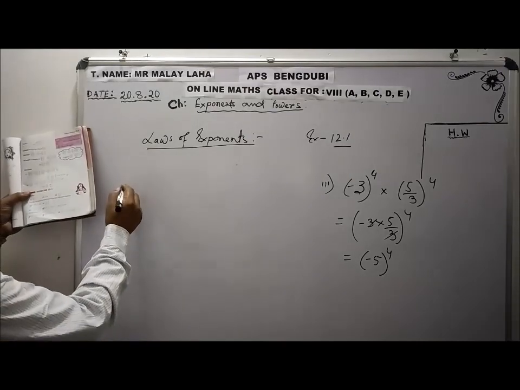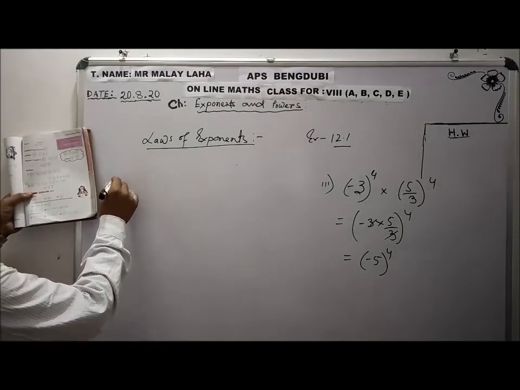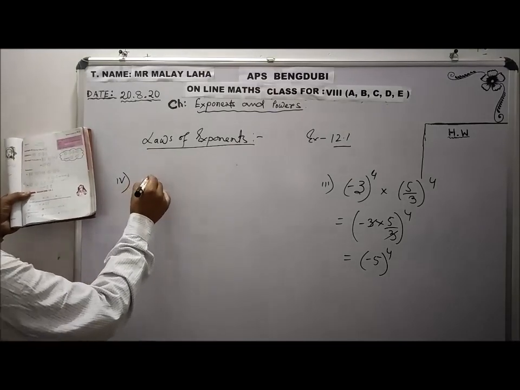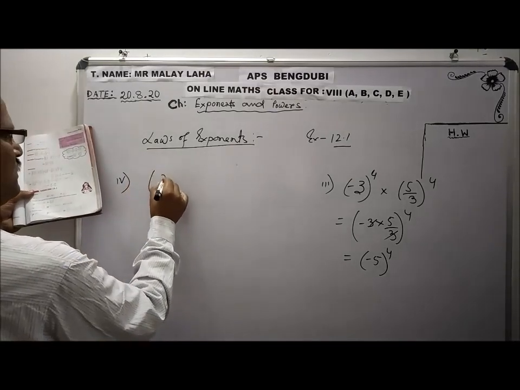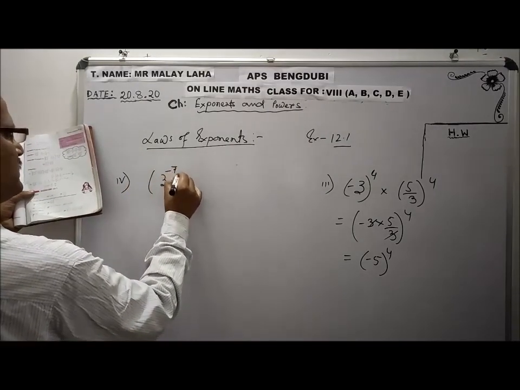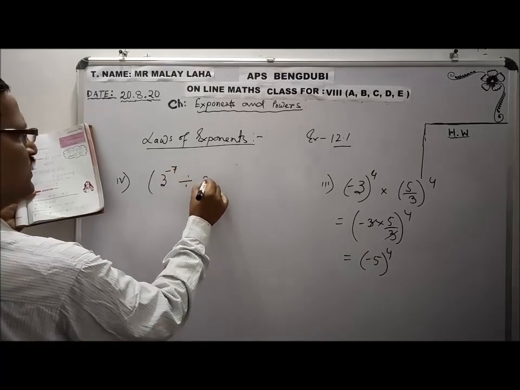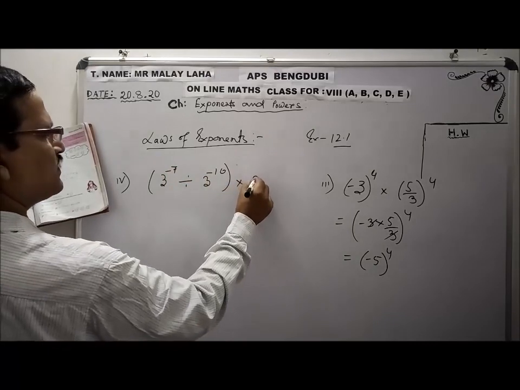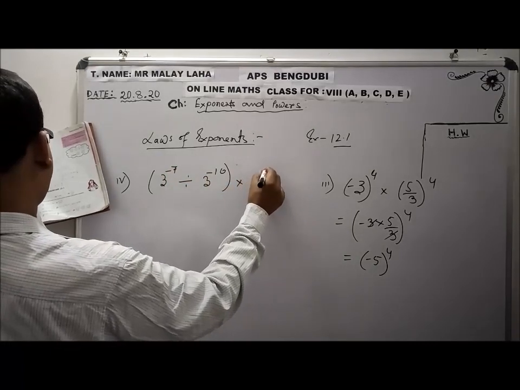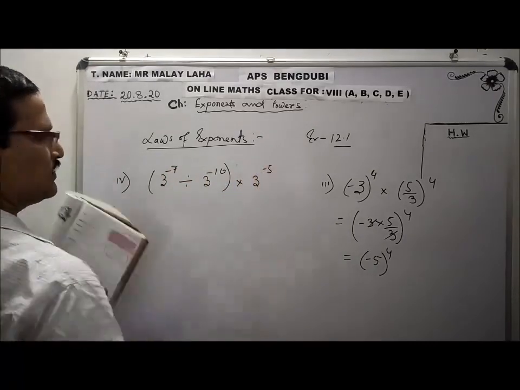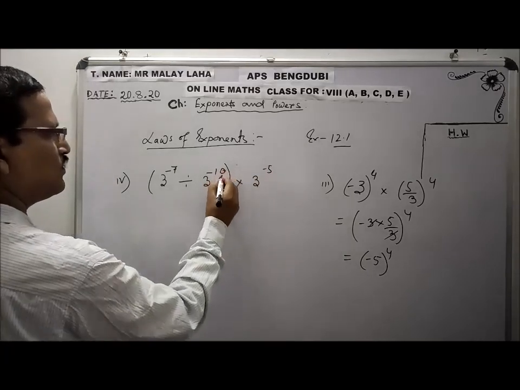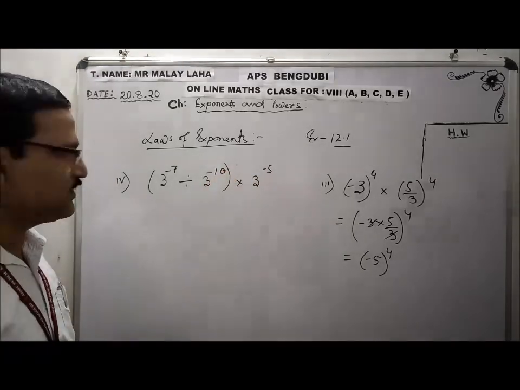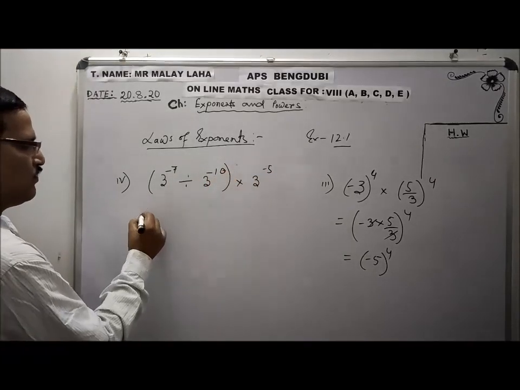Question number 4. Very important question. 3 raised to minus 7 divided by 3 raised to 10, multiplied by 3 raised to minus 5. Since the BODMAS rule is there, first you have to do the bracket. Within the bracket, what do you have?